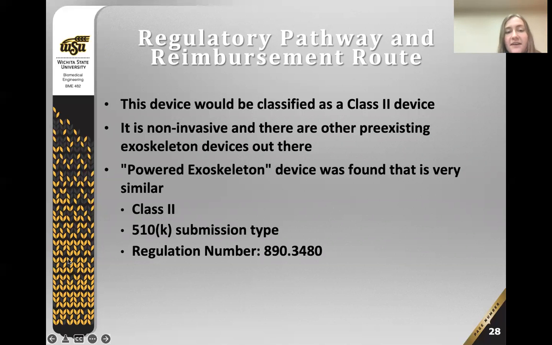This rehabilitative exoskeleton device would be classified as a Class 2 device. This is because it is non-invasive and there are other pre-existing exoskeleton devices out there. A powered exoskeleton device was found that is very similar to our device. It is classified as Class 2, 510K submission type, and its regulation number is 890.3480.